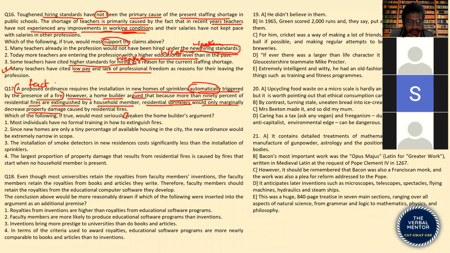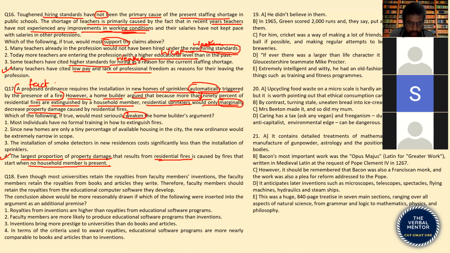Now we are to weaken this argument. Option 4 is the correct answer because if the largest proportion of property damage, let's say 80%, 70%, is caused by residential fires when no household member is present, then these automatic sprinklers are going to help and they are going to reduce the damage, not marginally, but greatly, significantly. Make sense?